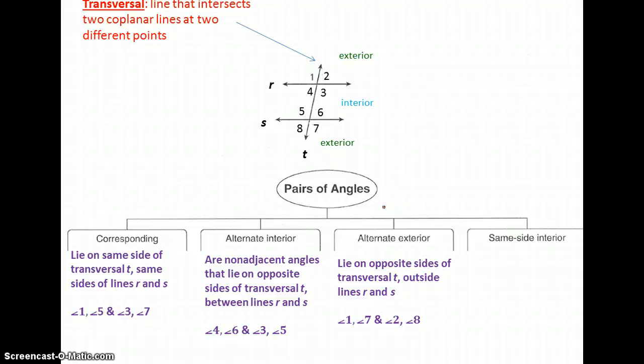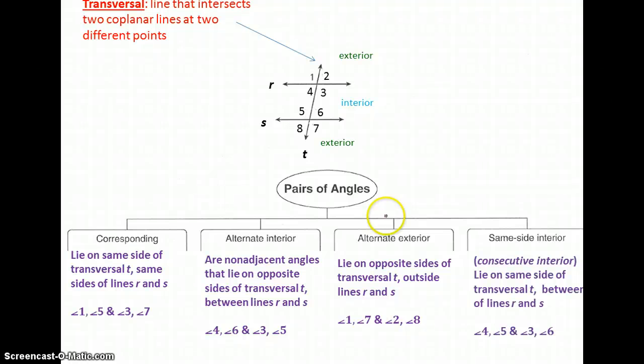And for our last vocabulary, we have same side interior. So they're on the same side but on the inside. Another name for these angles is consecutive interior. Consecutive meaning one right after another. So again, on the same side of that transversal T and then between lines R and S, interior. So 4 and 5 make a pair, and angles 3 and 6 make a pair.